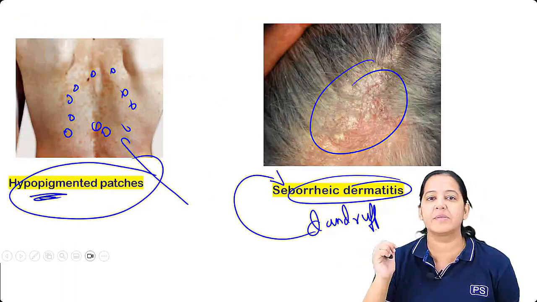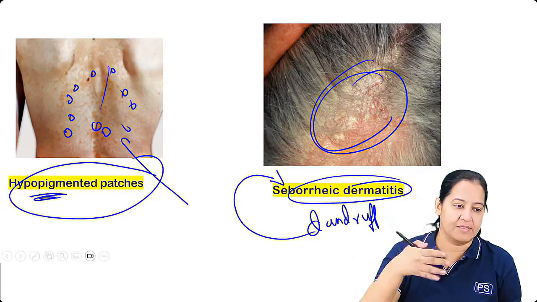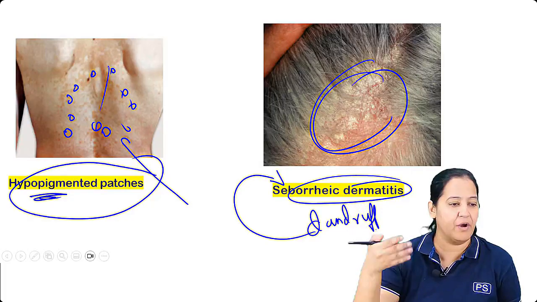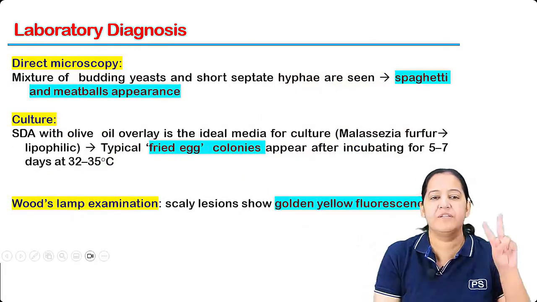How do you make the diagnosis? You take the scrapping of the dandruff, the scrapping of the skin. Scrapping of the skin and scrapping of the dandruff you can take, right? Lab diagnosis, that is a specimen. In lab diagnosis we will do three things.